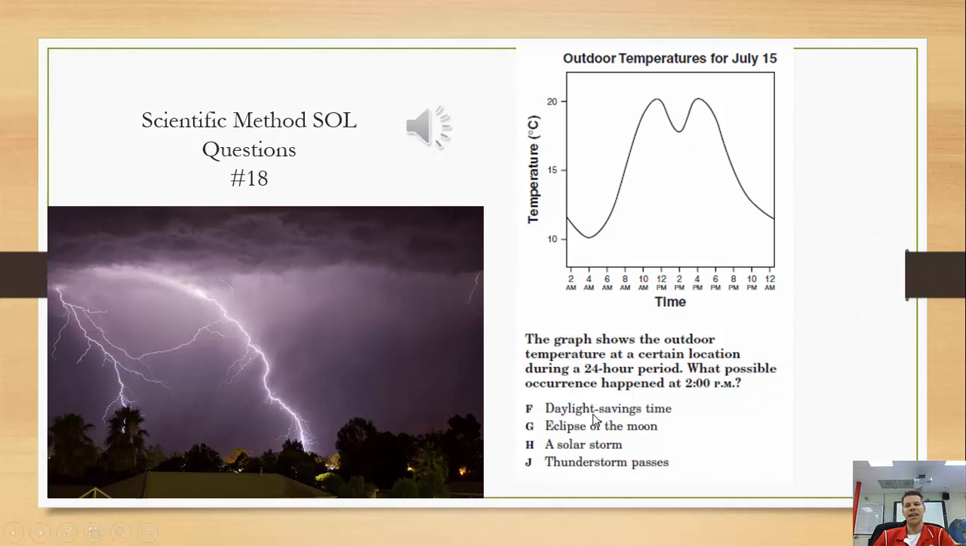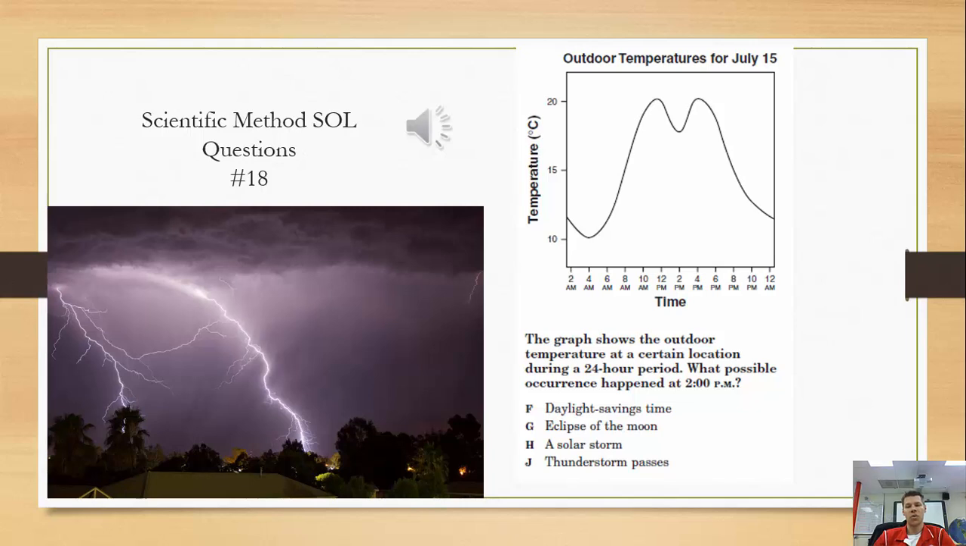Would it have been daylight savings time? No, that's ridiculous for so many reasons that I don't want to even waste any time talking about it. An eclipse of the moon. Now, sometimes kids pick this because they get confused between an eclipse of the moon and an eclipse of the sun. I understand what you're thinking, that if there was an eclipse of the sun and the sun was blocked out, that all of a sudden the temperature would drop. But first of all, that's not what this is. An eclipse of the moon is when the moon gets blocked out by the Earth's shadow, which would have nothing to do with the temperature on the Earth.